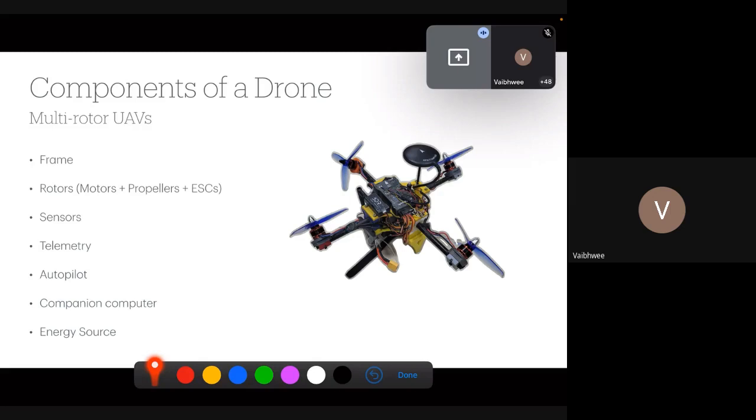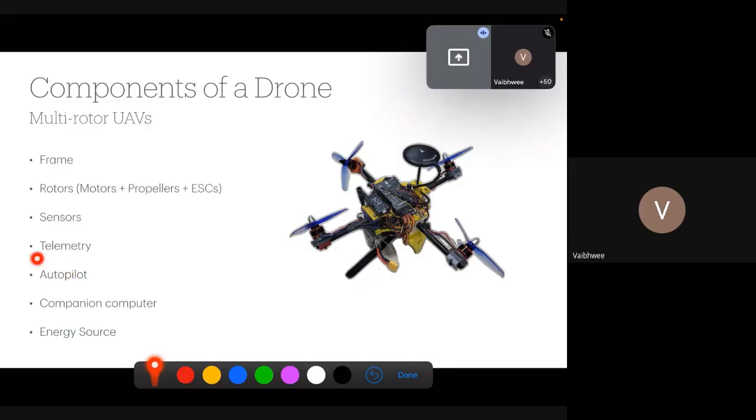Then you have sensors. Why are these needed? These are needed so as to have information about the vehicle: where the vehicle is, what is the attitude of the vehicle, how fast the vehicle is going, is the vehicle in a flying state or not, and so on.